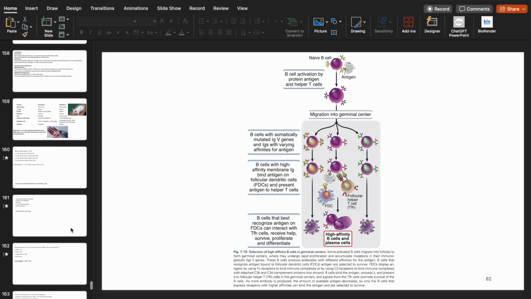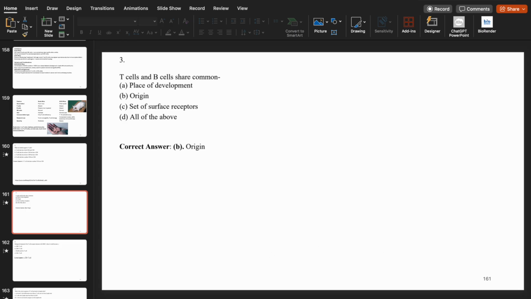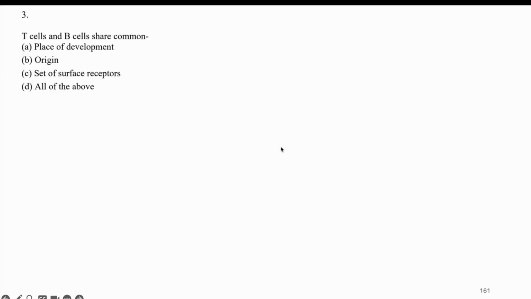Okay, so I guess we can go to some of the questions now. As usual, you will get 1 minute each for the questions. The first question for today is a pretty easy question. T cells and B cells share common place of development, origin, set of surface receptors, or all of the above. Your 1 minute starts now.